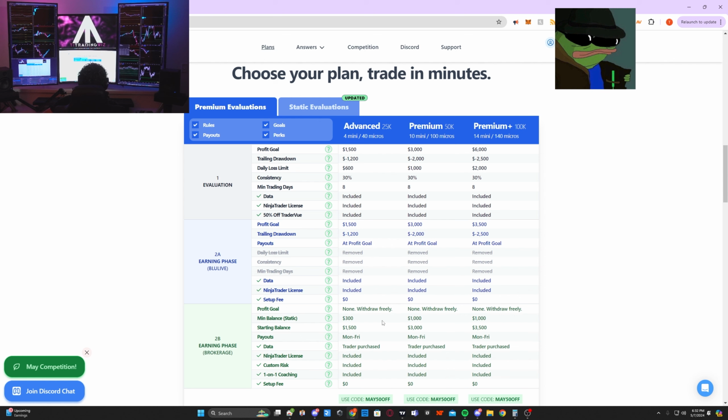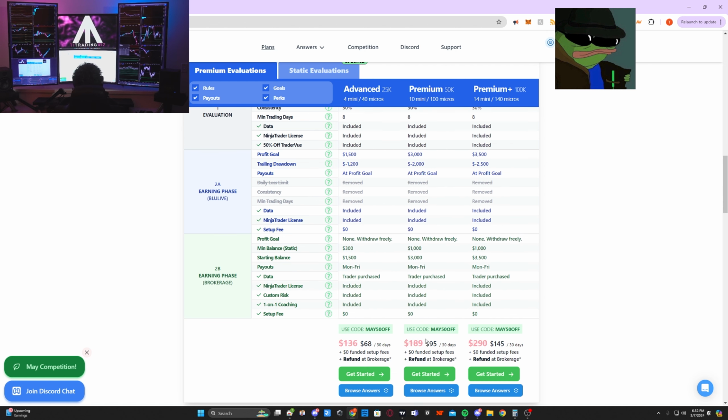The downside is that the evaluations cost a little bit more, because that activation fee is part of it. But the sale right now is insane. The sale right now is 68, 95, and 145, which is extremely on the low end.